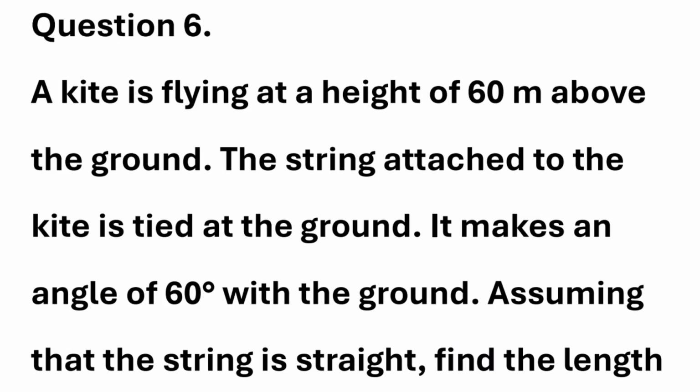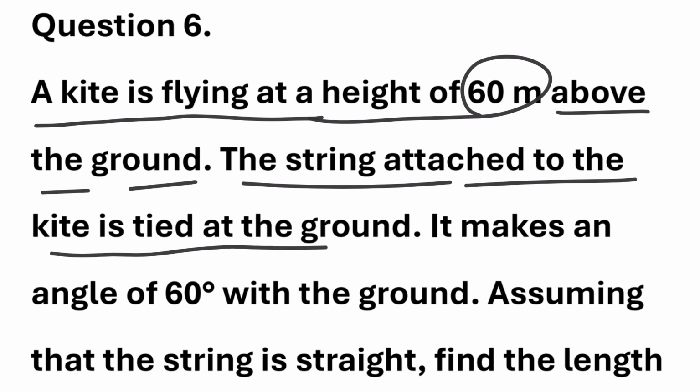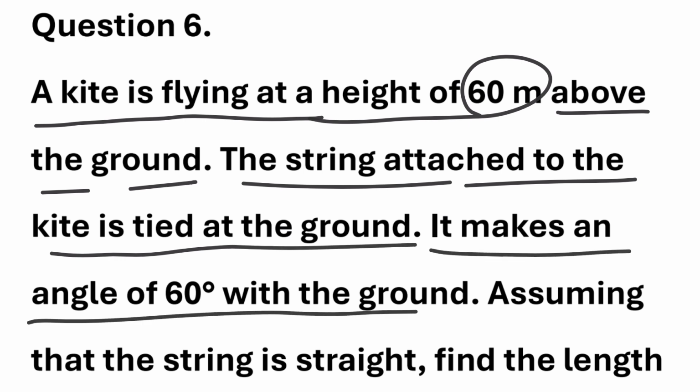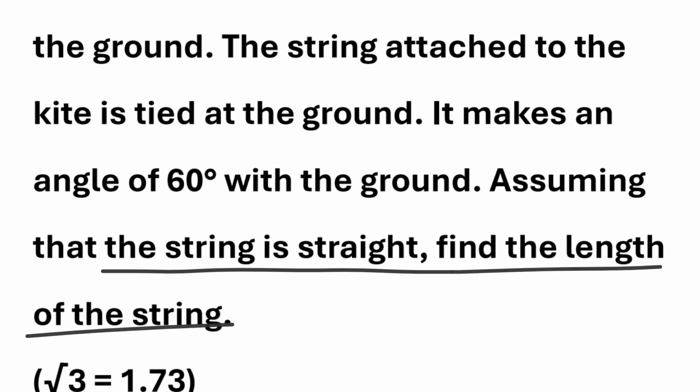Okay. Question number 6. A kite is flying at a height of 60 meter above the ground. The string attached to the kite is tied at the ground. It makes an angle of 60 degree with the ground. Assuming that the string is straight, find the length of the string.